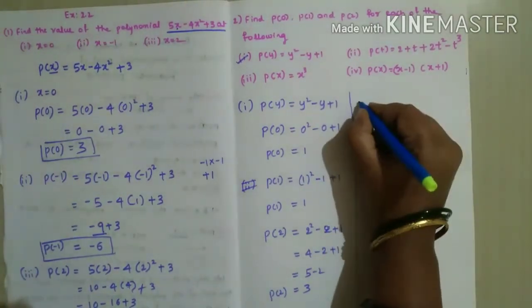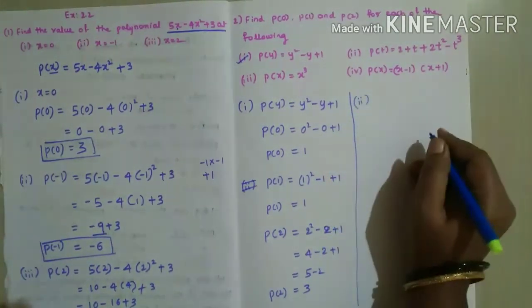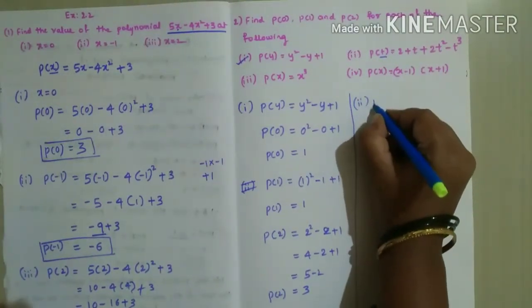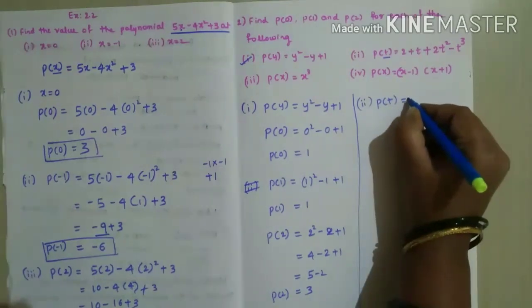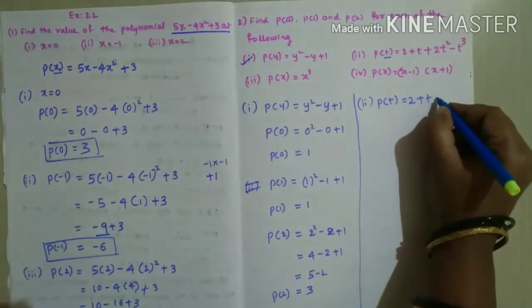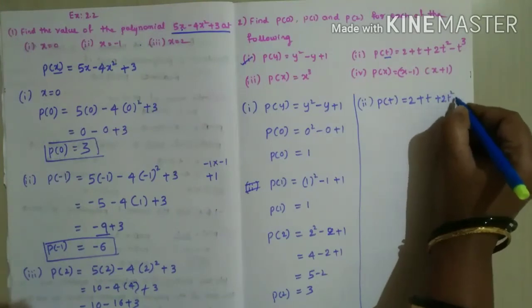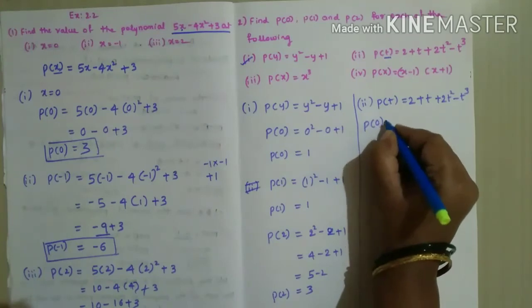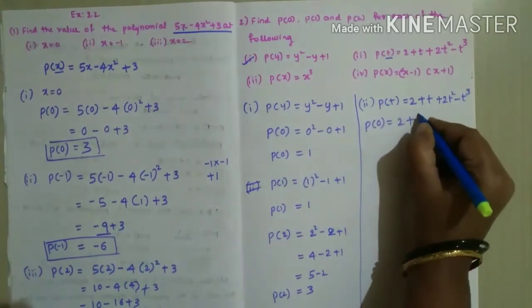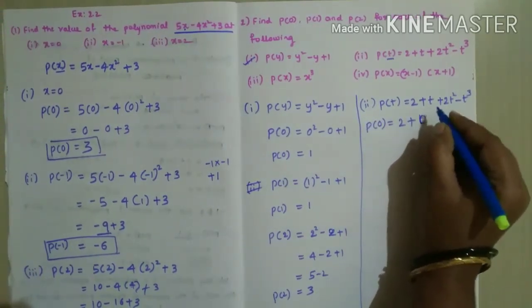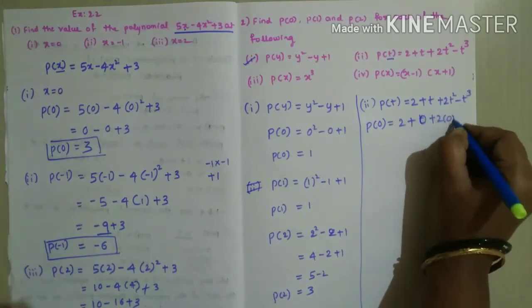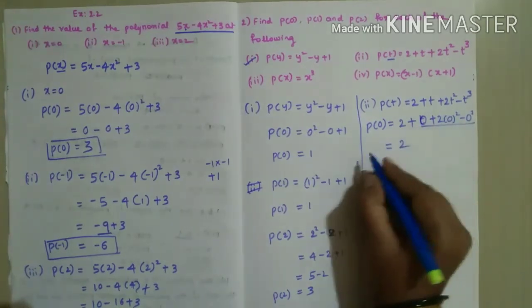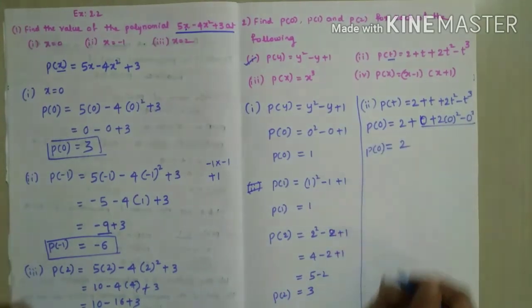Now the second one, we'll see what they have given. I hope you are understanding. P of t they have given. Here the variable is t. Now in place of P of t I will write first 2 plus t plus 2t square minus t cube it is. Now in place of t I have to replace 0. 2 plus 0 plus 2 into 0 square minus 0 cube. So all are 0, so answer is P of 0 is 2.